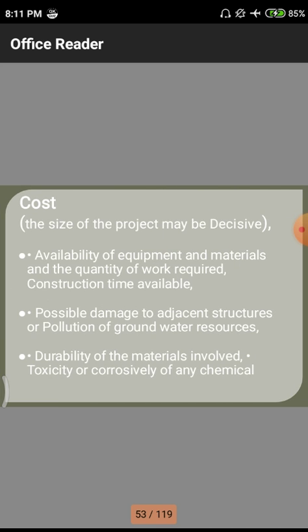Next one we are having is the size of the project, which may be decisive. If the project size is very low, suitable for 1 or 2 acres or 1 or 2 hectares, it is a small scale project and we need to use less work. If the project lies on 10 or hundreds of acres, then we need to take a huge amount of preventive measures and other socio-economical conditions for that project.